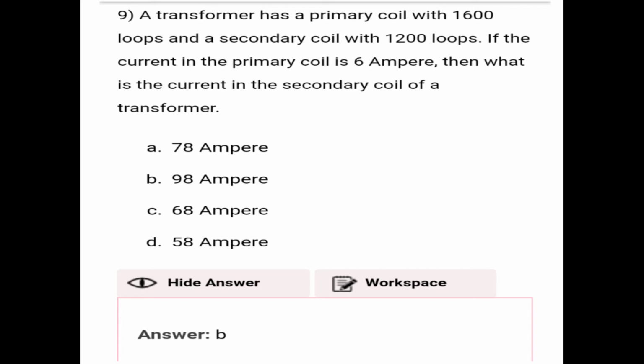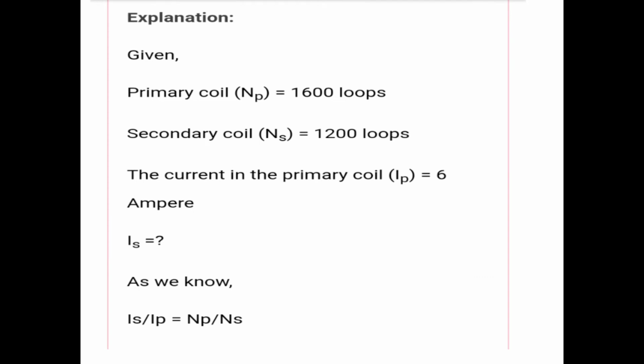A transformer has a primary coil with 1600 loops and a secondary coil with 1200 loops. If the current in the primary coil is 6 amperes, then what is the current in the secondary coil of the transformer? The correct answer is option B, that is 7.98 amperes. Explanation: given primary coil NP is 1600 loops, secondary coil NS is 1200 loops. The current in the primary coil IP is 6, and we need to find the current in the secondary coil.